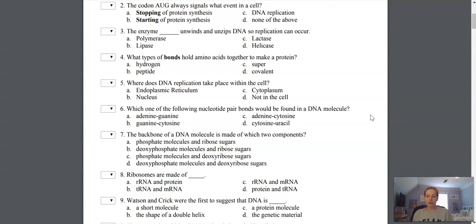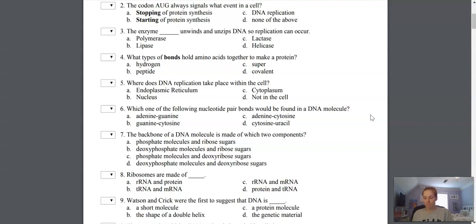6, which of the following nucleotide pair bonds would be found in a DNA molecule? So what you need to know first off is uracil is not found in DNA, so that eliminates choice D. Then it wants you to figure out what pairs with what. Well, adenine pairs with thymine, cytosine pairs with guanine, and the only one of those that fits is B, so 6 is B.